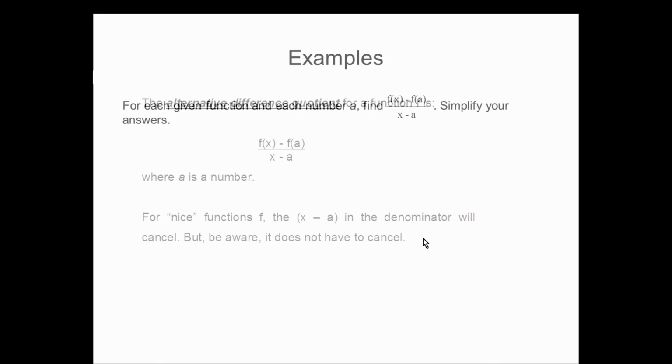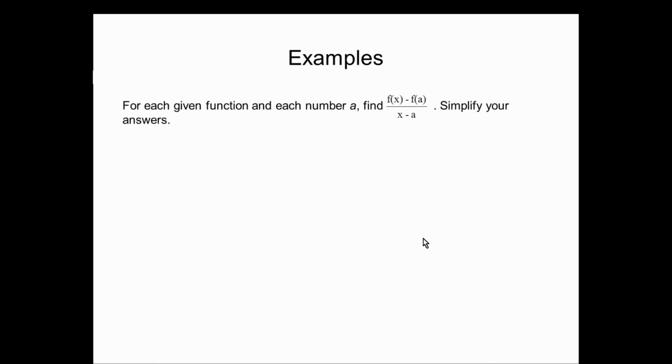Let's go ahead and try some examples. So for each given function, and each number a, find f of x minus f of a over x minus a. Simplify your answers. So I'll give you the function, and I'll give you the value of a. Here's our first one. Okay, I've got a nice linear function. f of x is equal to 4x minus 7, and my a is equal to 3.